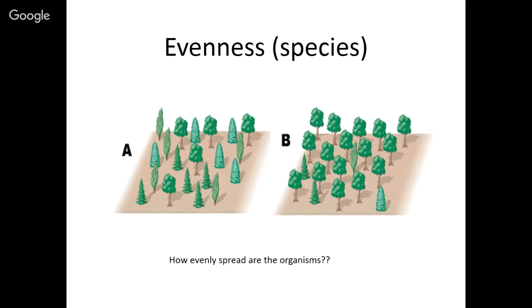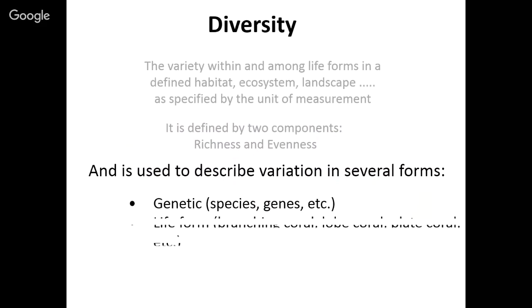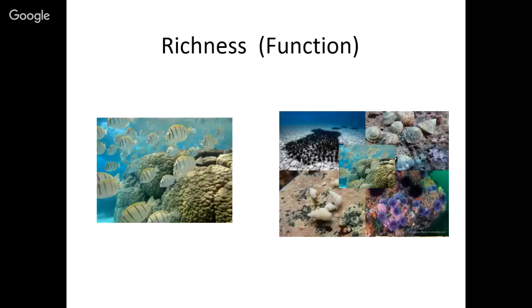Diversity is used to describe variation in several forms, like the genetics, the species, the genes. We just talked about the species. Life forms, so as an example, in a coral reef, you can look at the diversity of different types of corals, whether they're branch-shaped. You can also look at functional groups. Just to give you an example of what a functional richness would be, that same image on the left of the manini is just one type of herbivore. Whereas on the right, you've got 5 different types of herbivores. So the habitat on the right would be more functionally diverse than the one on the left.